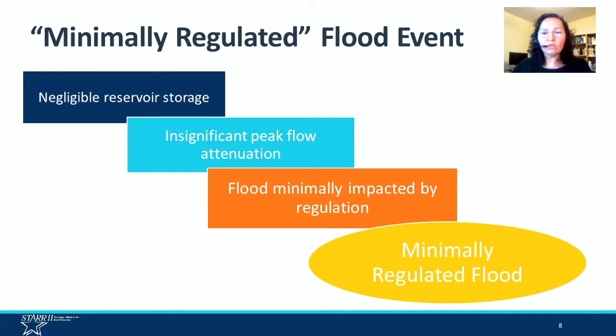The basic idea was to look for events where available reservoir storage was negligible, which would lead to very little peak flow attenuation. These flood events would be minimally impacted by regulation, which is why we decided to call them minimally regulated floods.